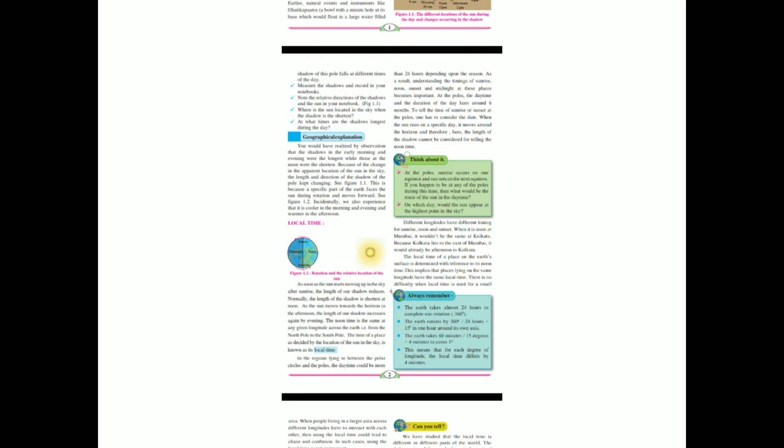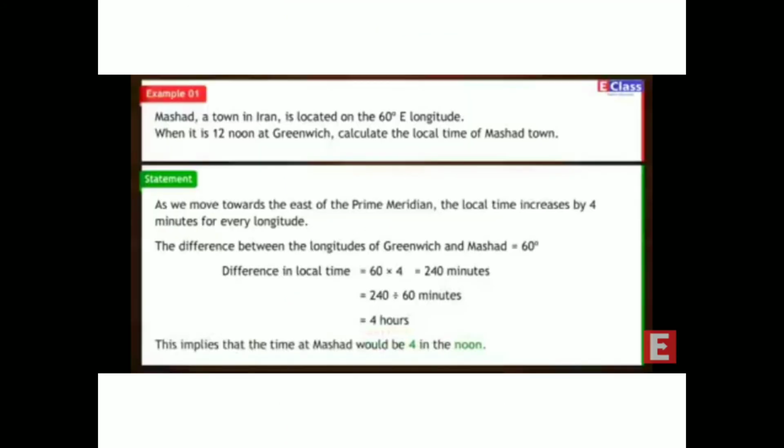So in such cases, we should not use the local time as a convenient. There are two examples. First example I am going to tell you: the local time of a place can be calculated with reference to the time at the prime meridian. Examine the example given below.